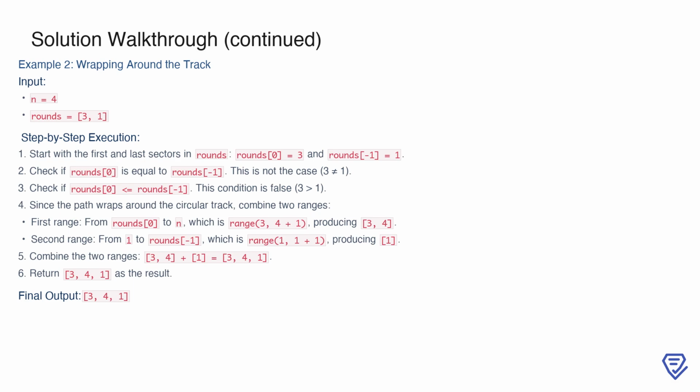To determine the most visited sectors, we divide the path into two ranges. The first range is from the starting sector, 3, to the end of the track, which is range(3, 4 + 1), producing [3, 4]. The second range starts from sector 1 and goes up to the ending sector, which is range(1, 1 + 1), producing [1]. Combining these two ranges gives us [3, 4, 1]. Therefore, sectors 3, 4, and 1 are the most visited in this case. The output is [3, 4, 1].